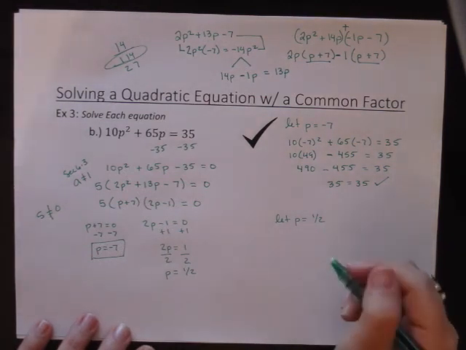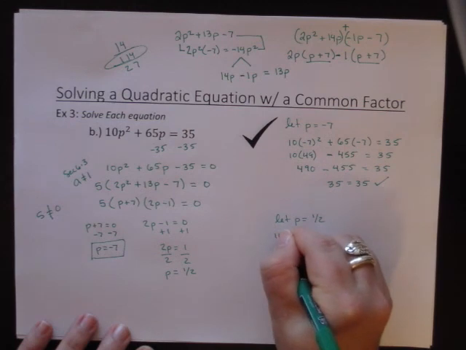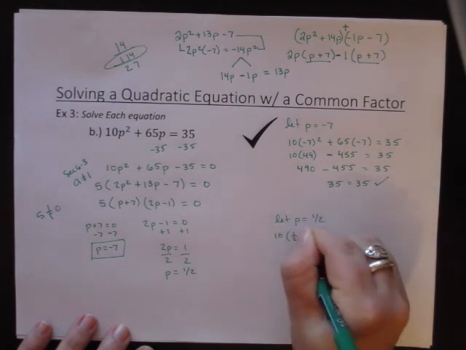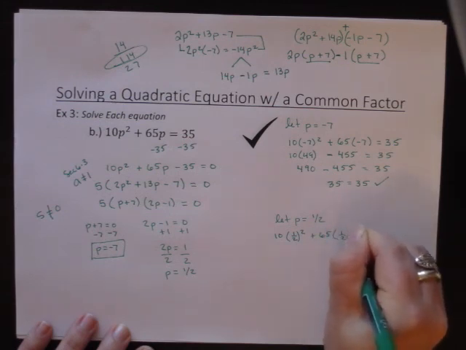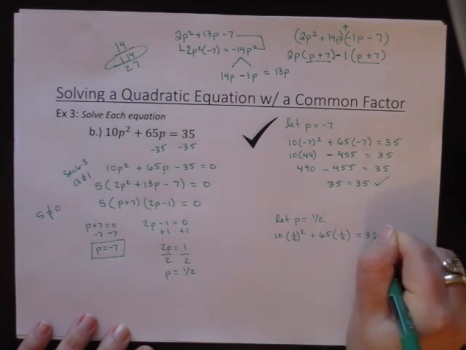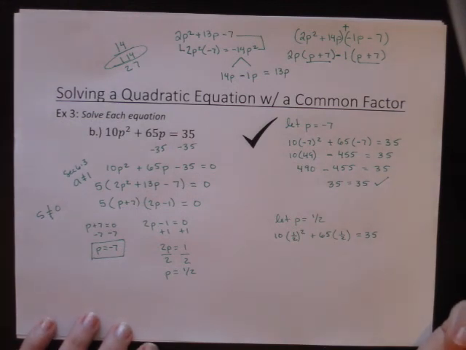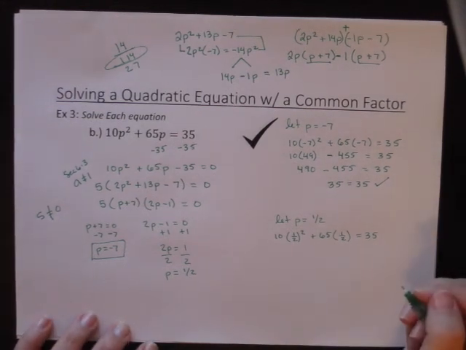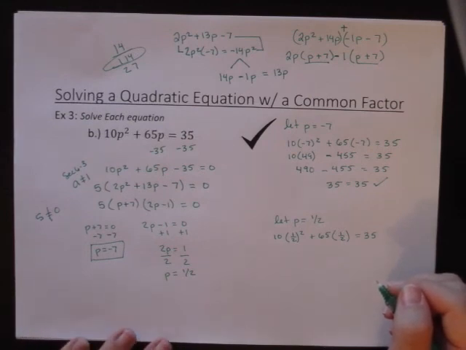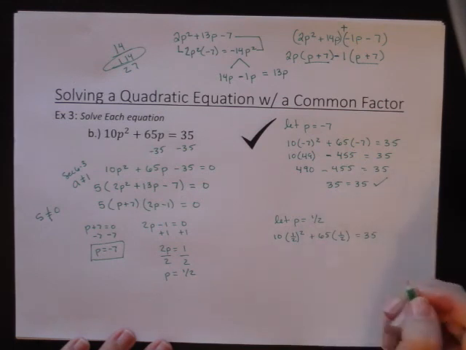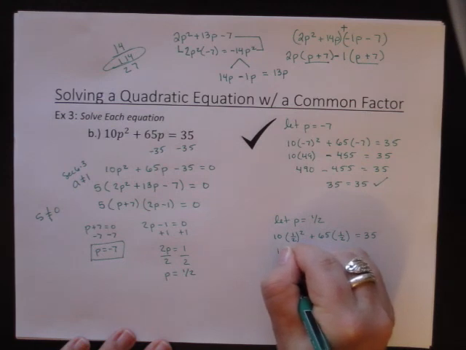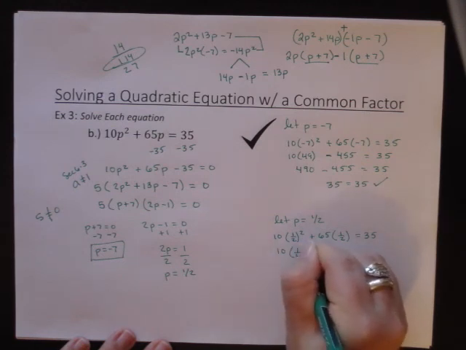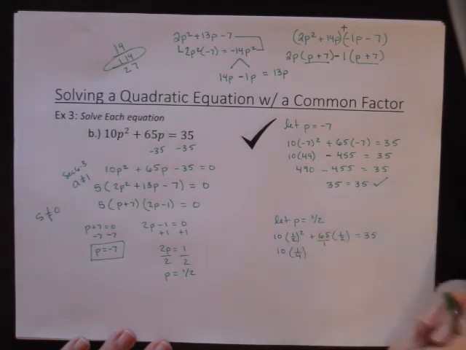Now if we let p equal 1/2, we're going to go 10 times (1 over 2) squared plus 65 times 1 over 2 equals 35. Alright, according to Please Excuse My Dear Aunt Sally, we have to deal with exponents first. So 1/2 squared is going to be 1/4. So I go 10 times 1/4.